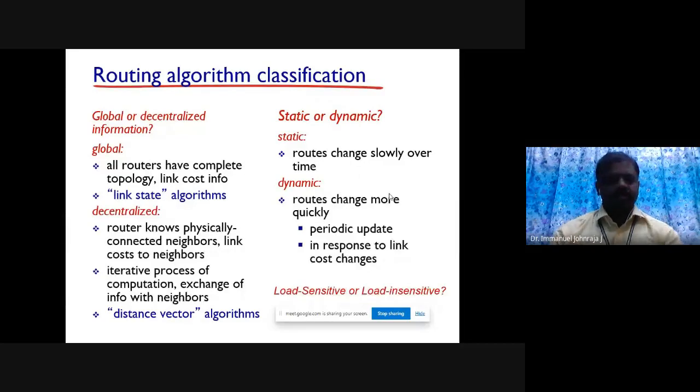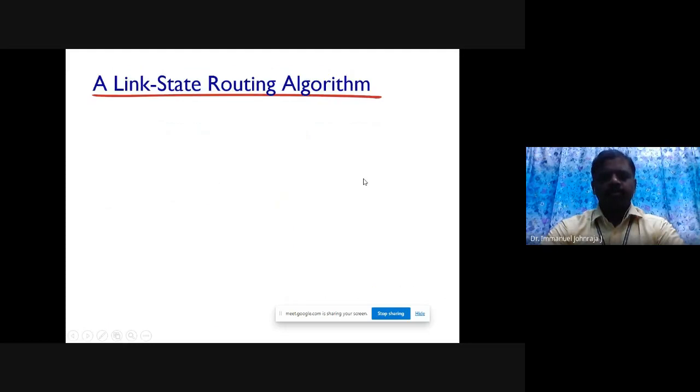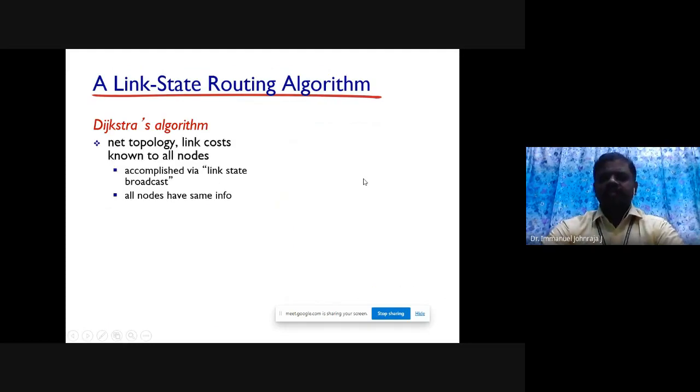Nobody bothers about whether it is heavily loaded or not. So that classification takes the backseat in any of the discussion. So moving on, a simple link state routing protocol follows the Dijkstra shortest path algorithm.